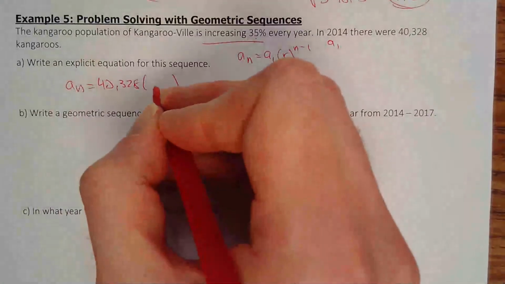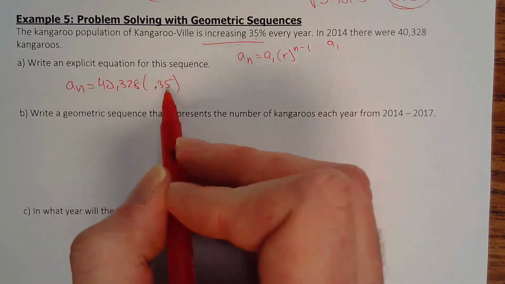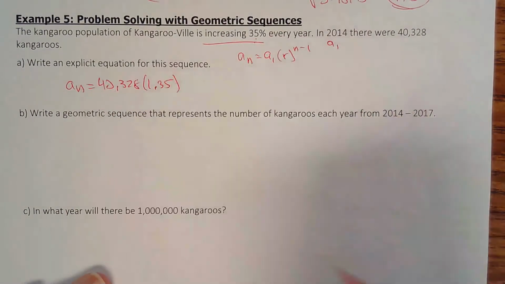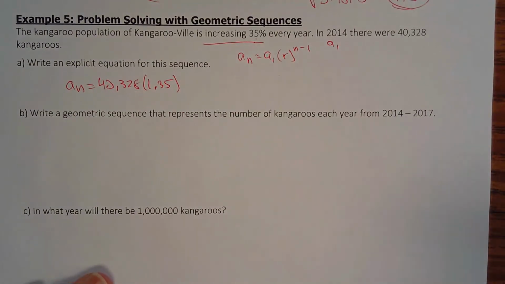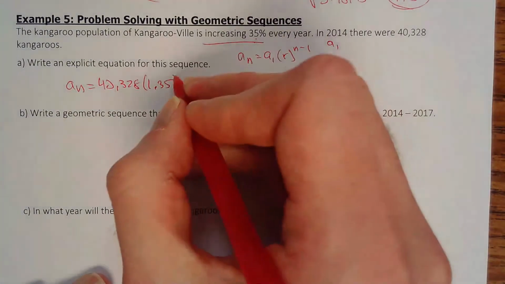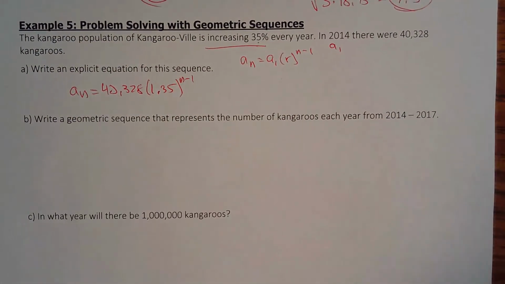So if I just put 0.35 in here, that's not increasing. I'm going to have a smaller number. So after 1 year, I'm going to have 35% of what I started with. That's a smaller number. I've got to make sure I put a 1 in there. So it's increasing by 35%. That means 1.35 is my common ratio. And then n minus 1 power. So there's my explicit formula.